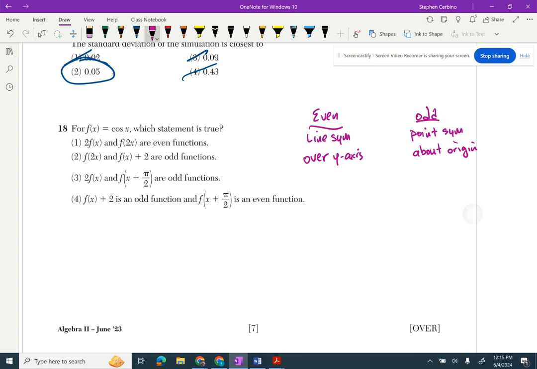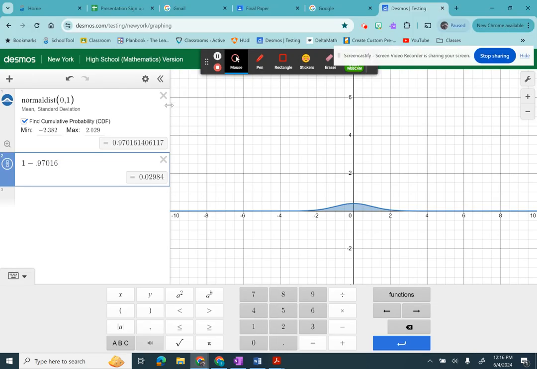Now, basically, if you were to just make a quick example of one, a parabola is going to be even because that would be line symmetry over the y-axis. A basic cubic function is going to have point symmetry because if I rotate it 180 degrees about the center, it's going to be the same graph. So now I need to figure out which of these is going to be even or odd. So let's plug some stuff into Desmos so we can see it.